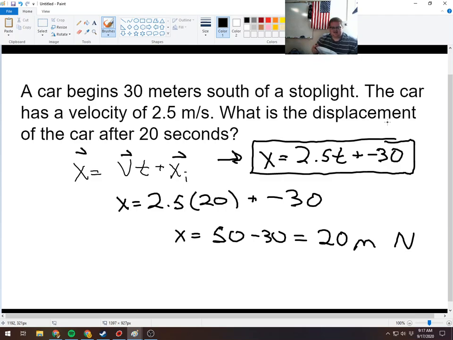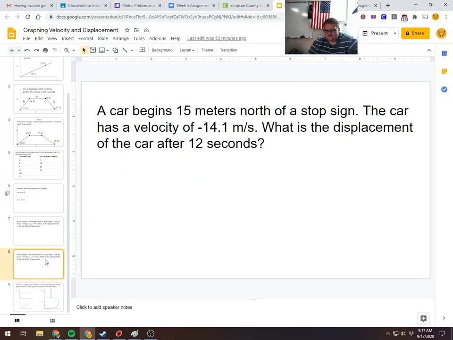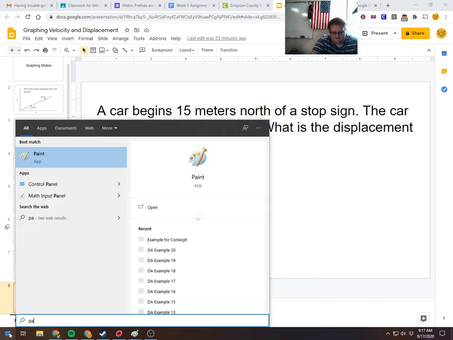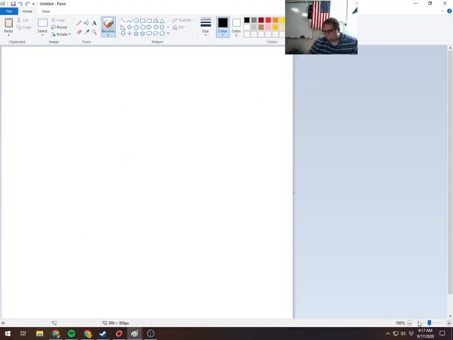Okay, I think these are pretty straightforward. I'll do one more example with you. And again, of course, I'll have to make it because I don't know why I didn't prepare these slides, but I just forgot to, I guess.